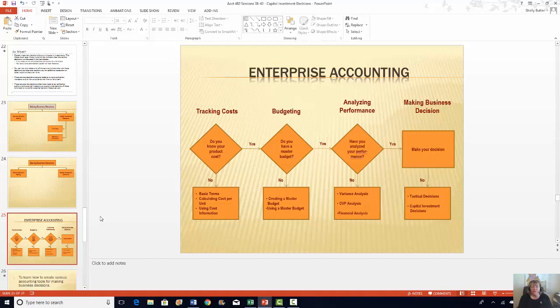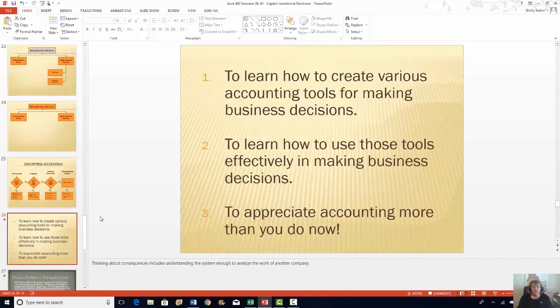And then after we analyzed our performance, we went into making business decisions. So we needed to make our decision, and if we can't make our decision, we had to break that down into tactical decisions and capital investment decisions. So we did all of that. We started with tracking costs, and now we're making tactical and capital investment decisions. And you can do this. You can use the information that you learned in this class in a business that you work for or running your own business. And that's what enterprise accounting is all about. So what we learned in this class is how to create various accounting tools for making business decisions. We learned how to use those tools effectively for making business decisions.